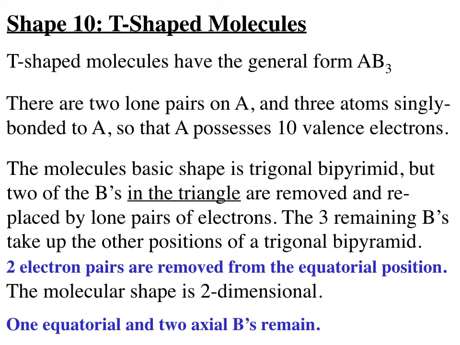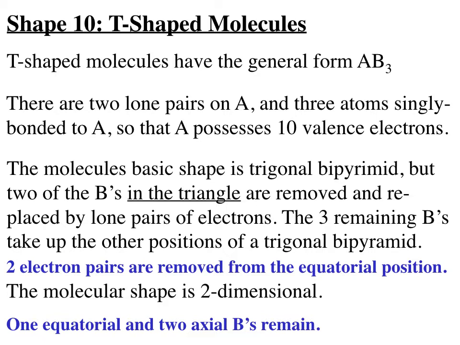There's 1 equatorial B remaining. Then the axial Bs above and below that plane also remain. So these things are 90 degrees apart. The remaining equatorial B is 90 degrees from either of the 2 axial Bs above and below.